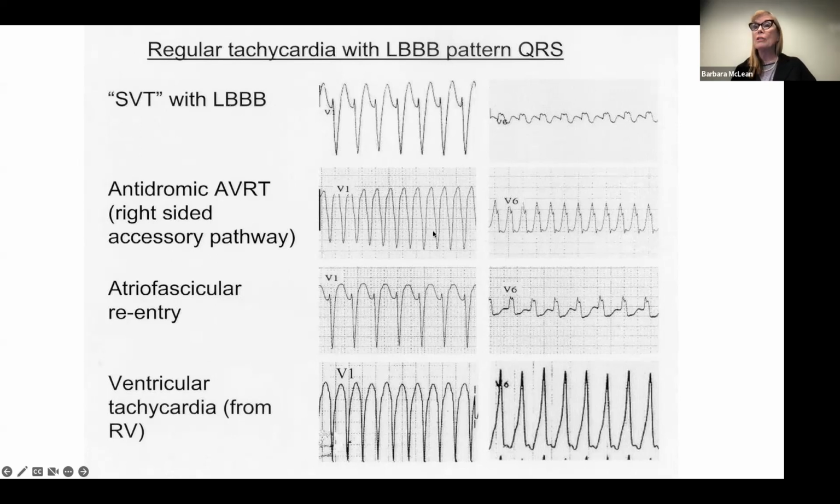In either case, let's just remember that if the patient is unstable, we're going to cardiovert, and we want to choose a lead where it's really clear when ventricular depolarization is.